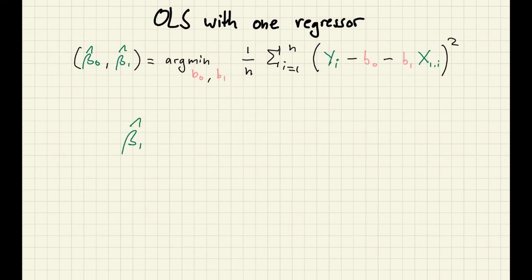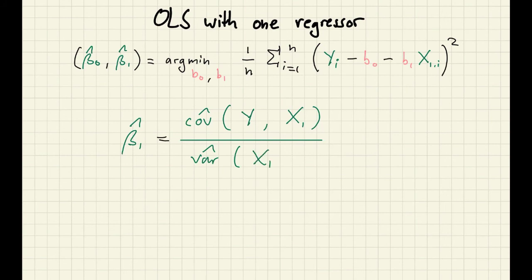Beta 1 hat can be computed by dividing the sample covariance between the outcome and the regressor by the sample variance of the regressor. Using this formula, you can compute the value for beta 1 hat on any given sample.